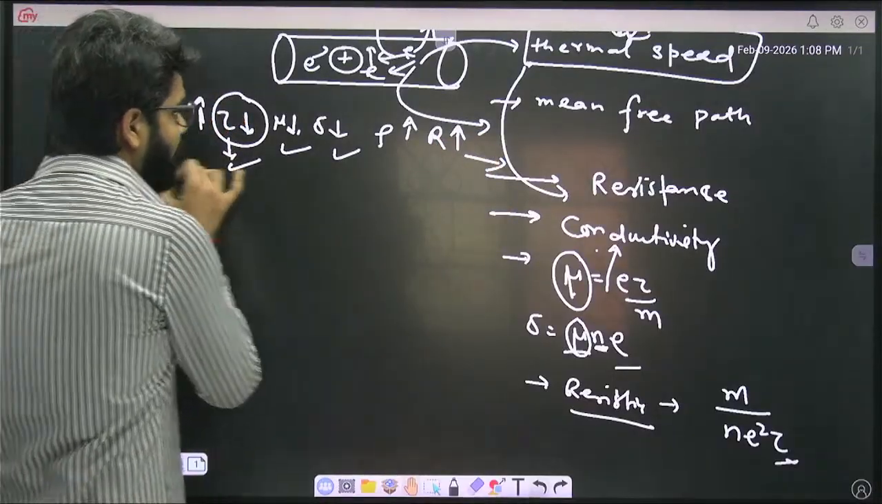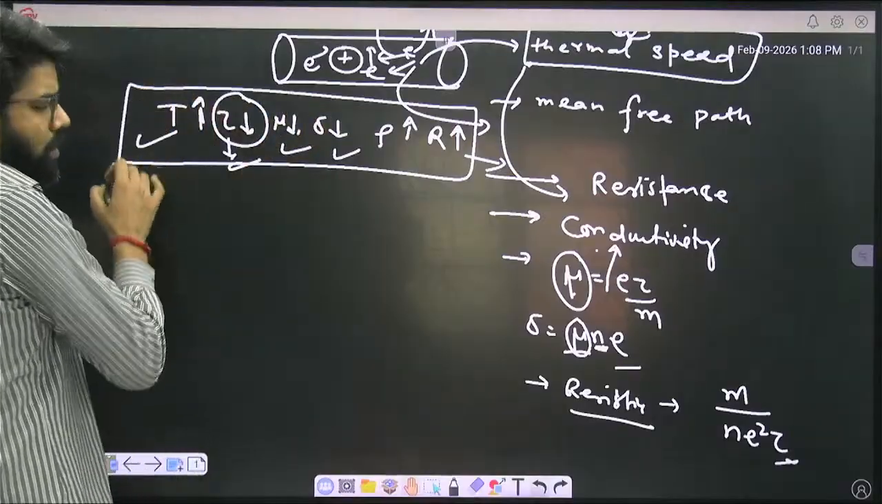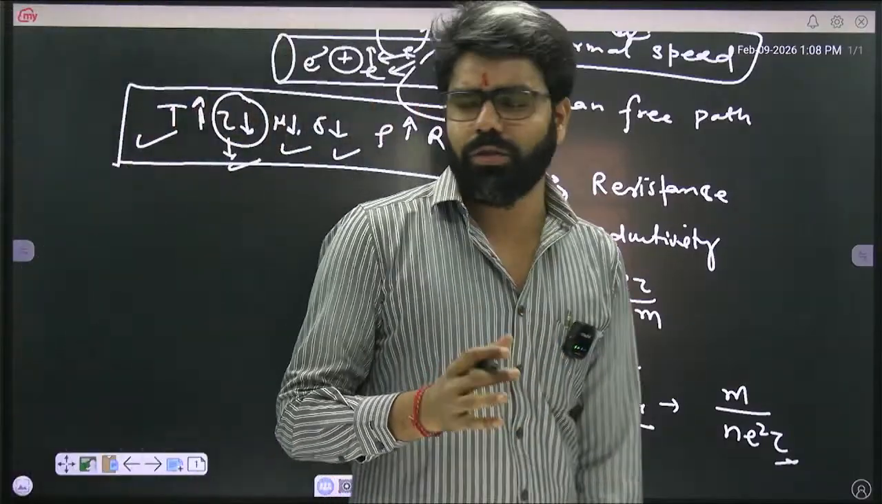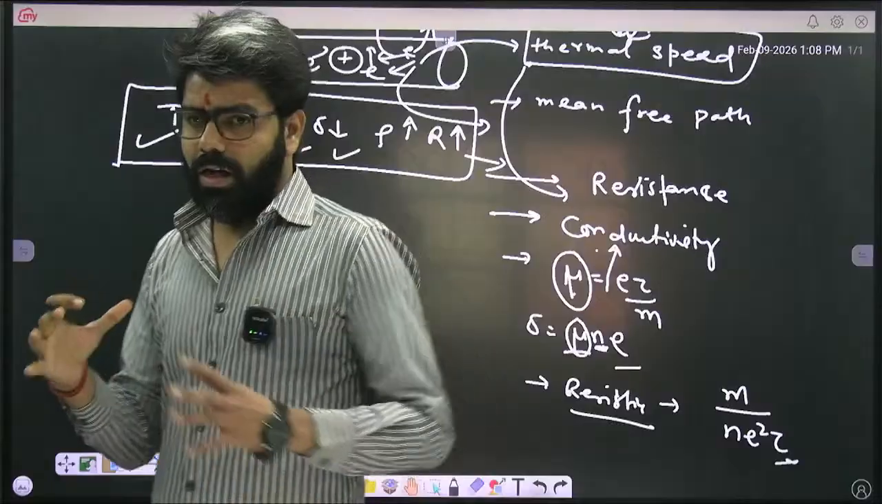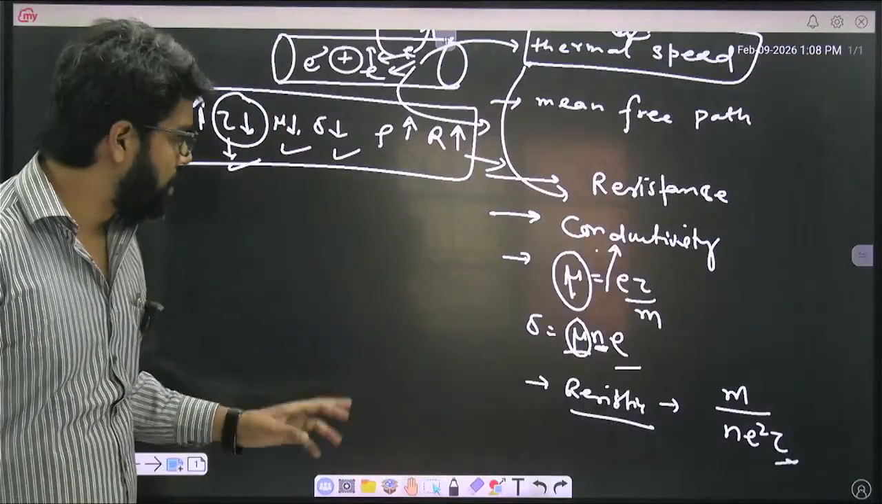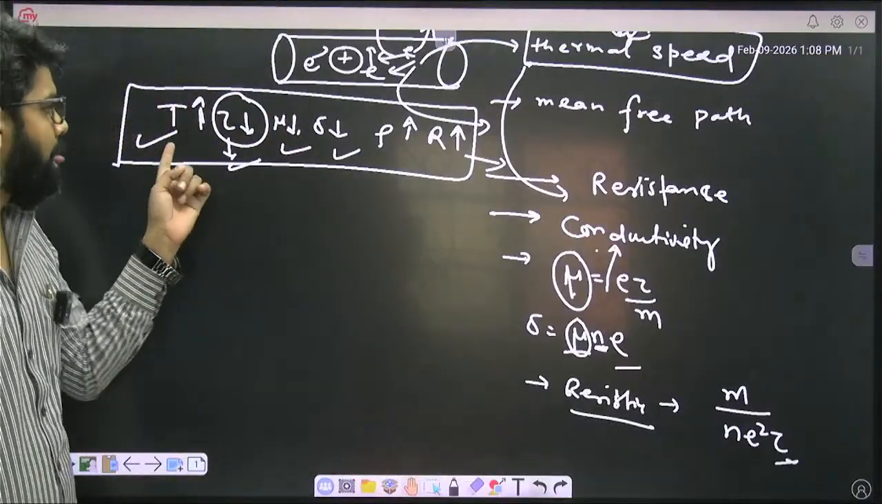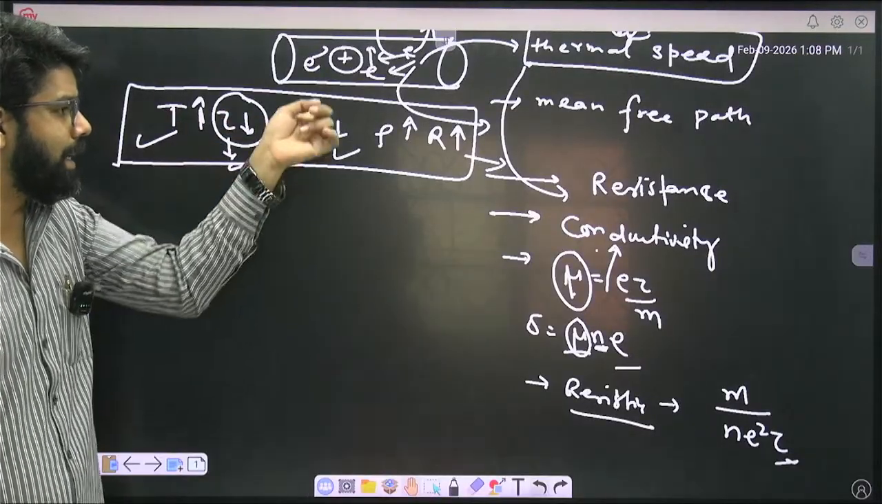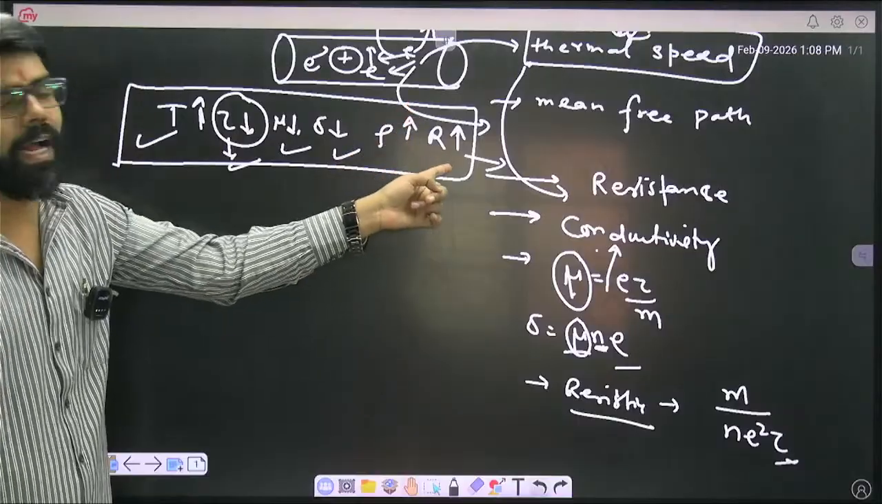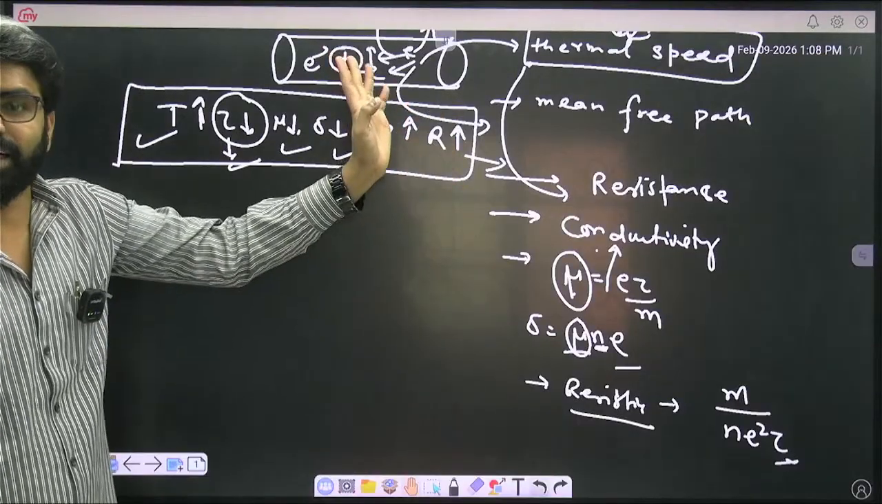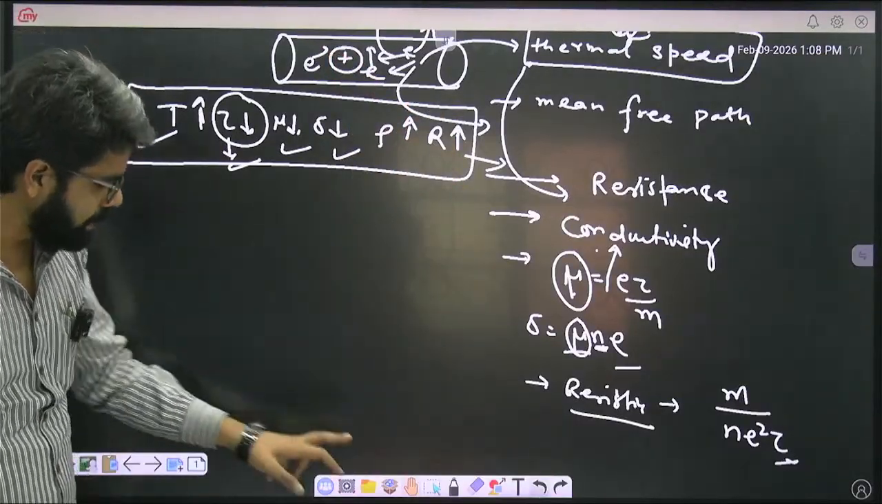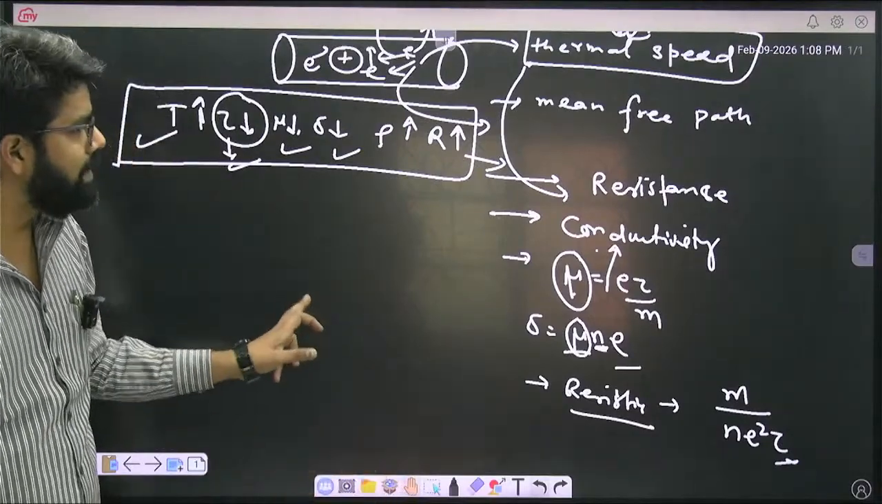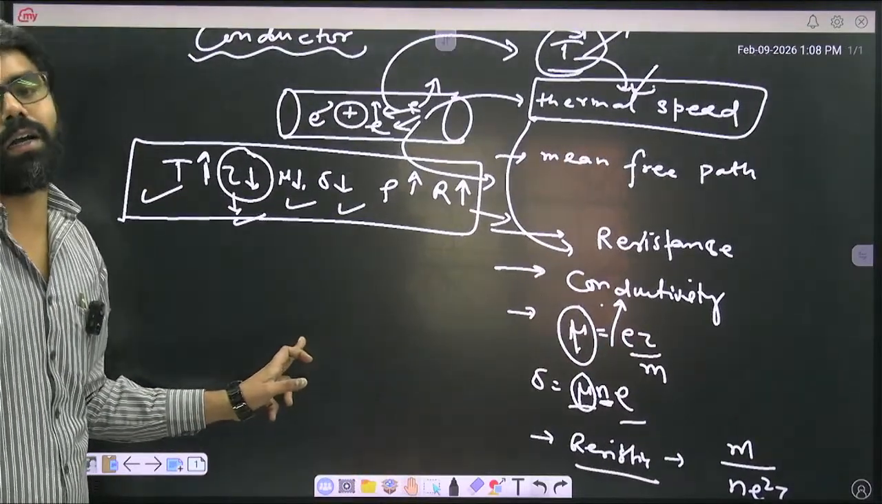So these are the factors on which conductivity depends. I think you can get 3 to 4 questions from there related to temperature and all. So within a conductor, what happens? Temperature increases, tau decreases, mobility decreases, conductivity decreases, resistivity increases, and so the resistance also increases. So these are the things which exist at micro level in a conductor.